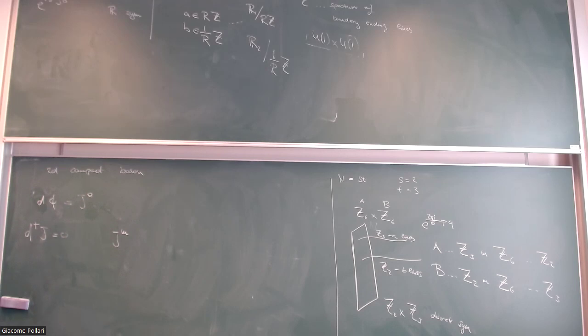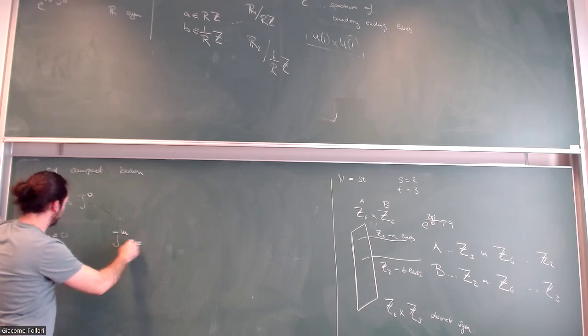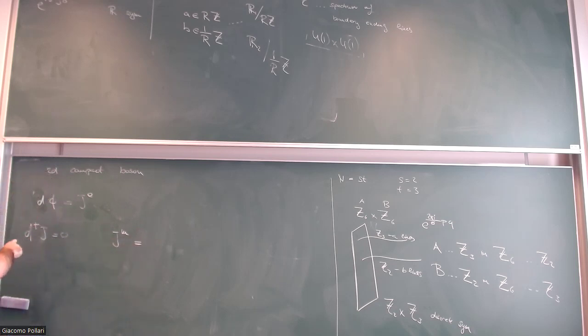dual of the d. It's star d star. Oh, you did that one before. Yes. Star d star. Yes. Sorry. I can also define this guy. You can write it in terms of Hodge. Sure.